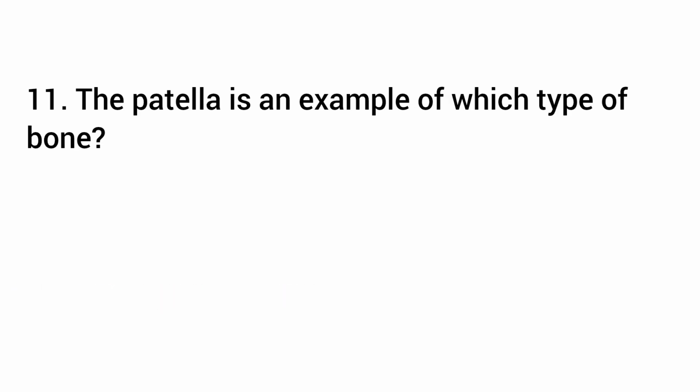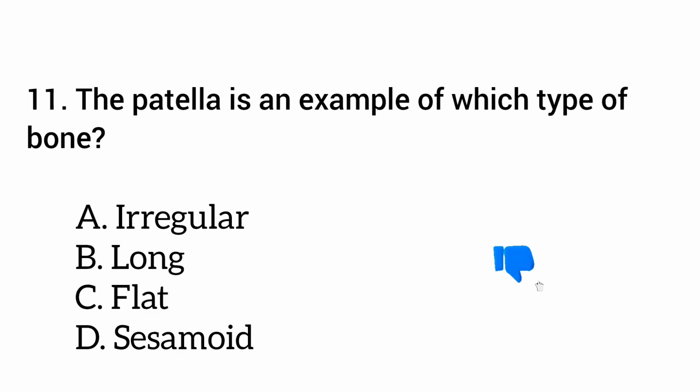Question number 11. The patella is an example of which type of bone? A. Irregular, B. Long bone, C. Flat bone, and D. Sesamoid bone. Most correct answer is D. The sesamoid bone. Sesamoid bones are most times embedded within a tendon, and patella is actually the largest of the sesamoid bones. So have that in mind. Patella is an example of the sesamoid bones.